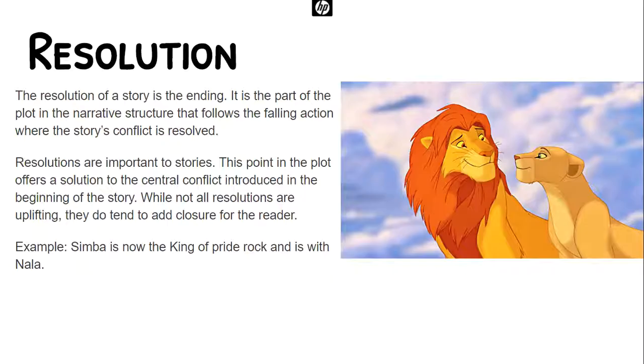Not all resolutions are uplifting. They're not necessarily upbeat or happy, but they do tend to add some kind of closure for a reader, so we're not left in a cliffhanger. So for the example when we're looking at The Lion King, Simba is now king of Pride Rock, and he gets a princess, Nala.